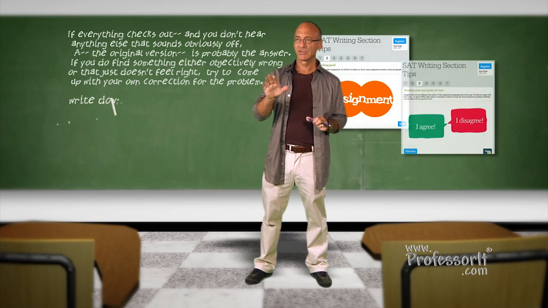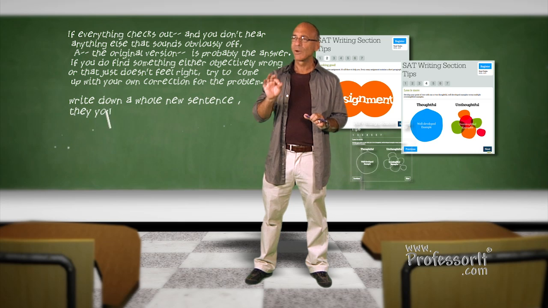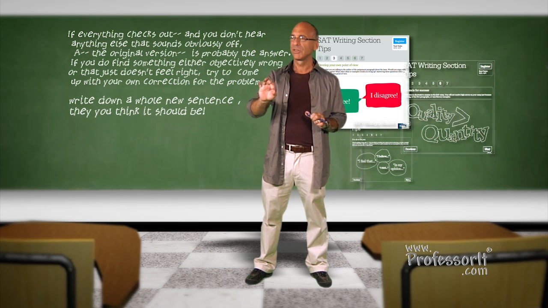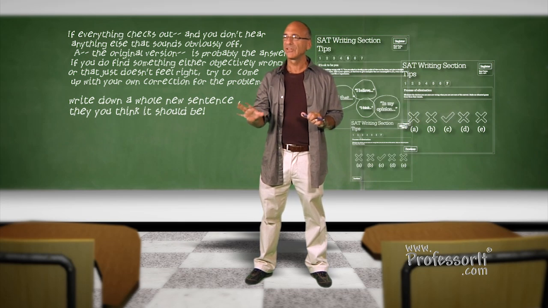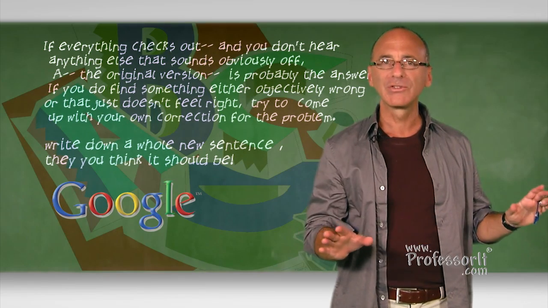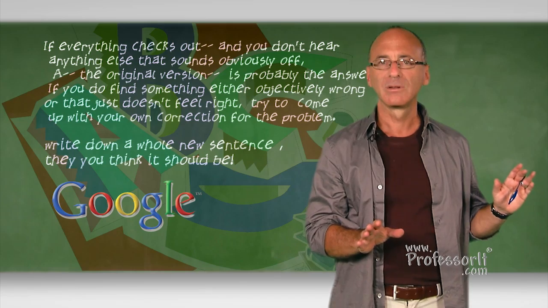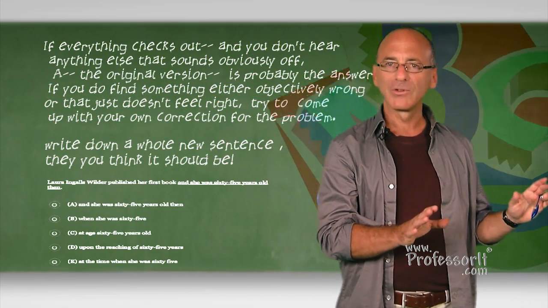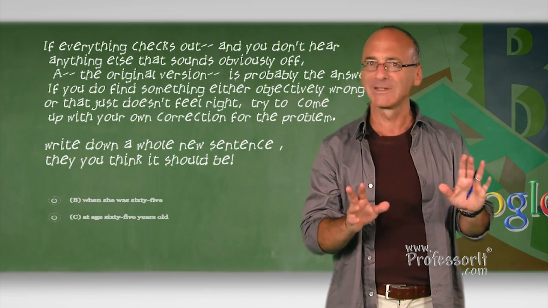Write it down, especially now when you're training. Really write down a whole new sentence the way you think it should be. Use this as a prediction, like your Google word, and eliminate all the answers that don't fix the problem you've corrected. Now check the answers that are left. Often there are only 2. That would be good. That's ideal.